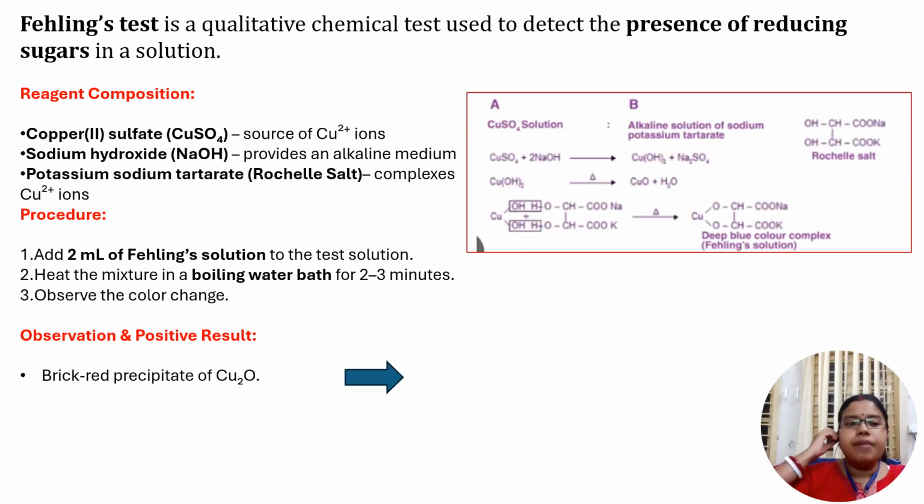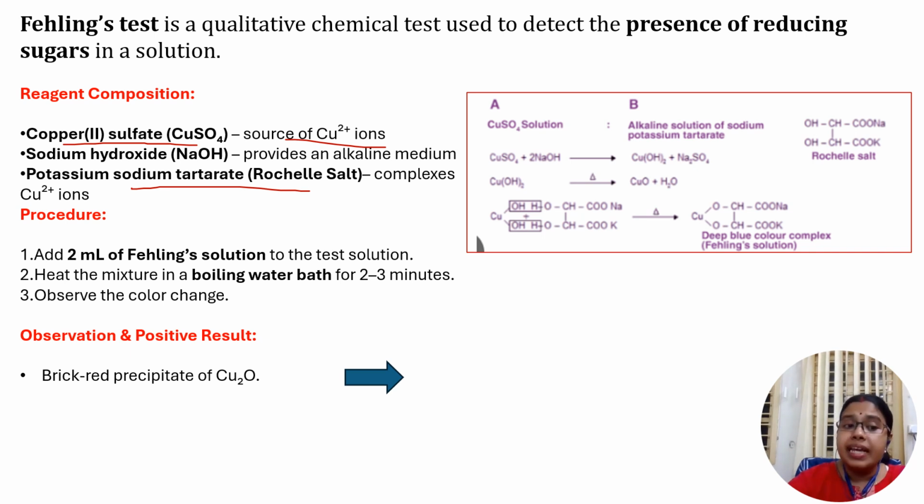The same type of reaction can also happen in the case of the Fehling's test. The Fehling's test is similar to the Benedict test. It can also detect the presence of the reducing sugar in a solution. What is the reagent composition for the Fehling's reagent? That is the copper sulfate, source of the copper plus 2 ion, the sodium hydroxide, which provides the alkaline medium, and the potassium sodium tartrate, that is the Rochelle salt.